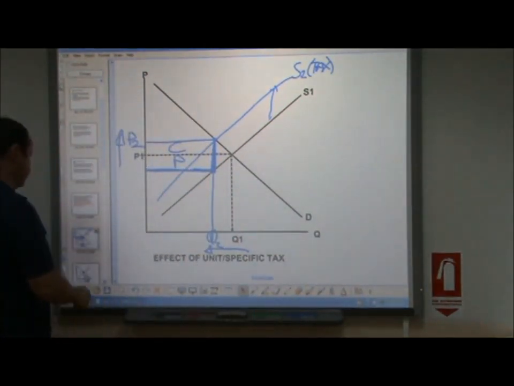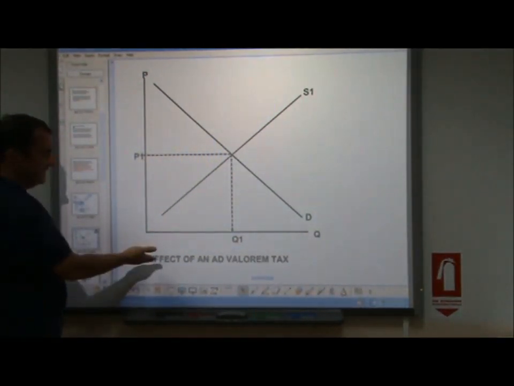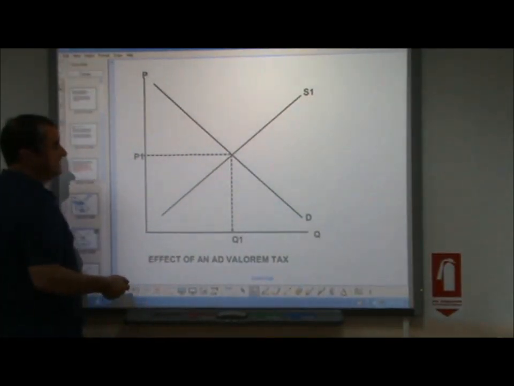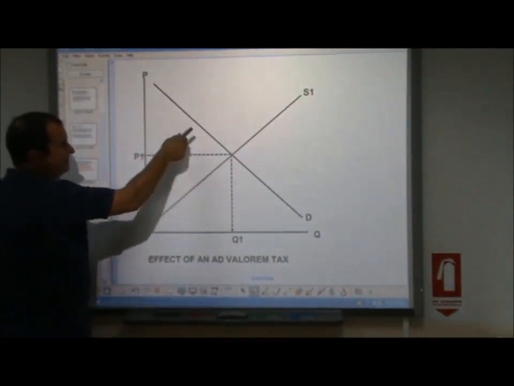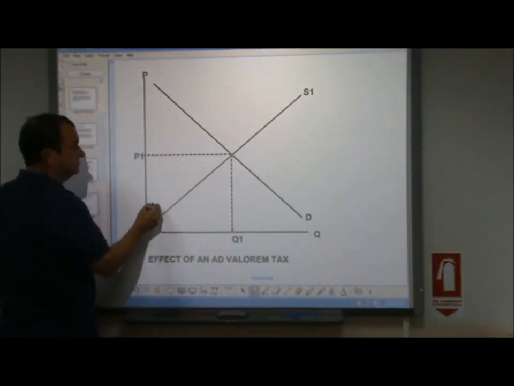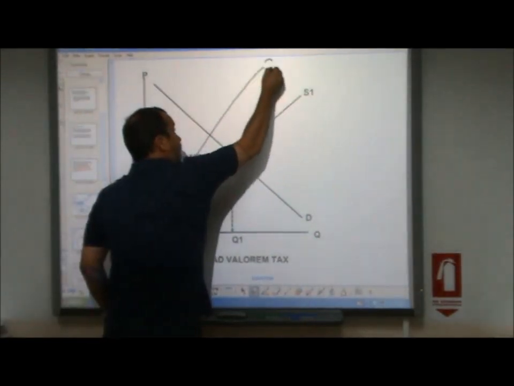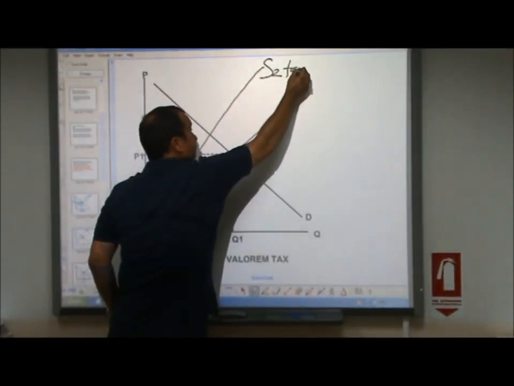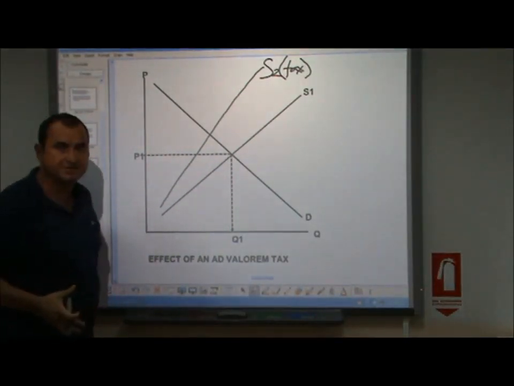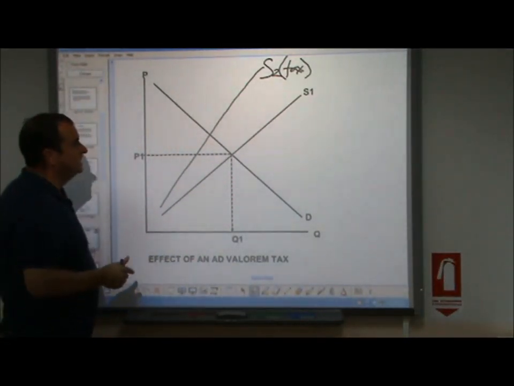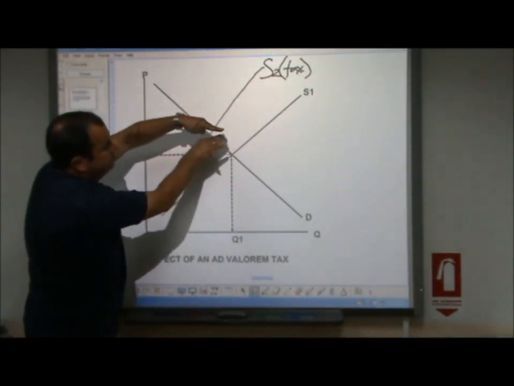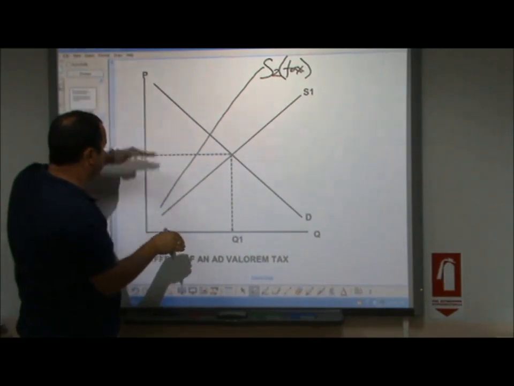Let's progress and look at an ad valorem tax. Now, the effect of an ad valorem tax. An ad valorem tax does not lead to a parallel shift in the supply curve, but a non-parallel shift in the supply curve. S2 is a non-parallel shift of the supply curve, as you can see. The reason is that the vertical distance is still the tax, but the vertical distance grows as the price grows.